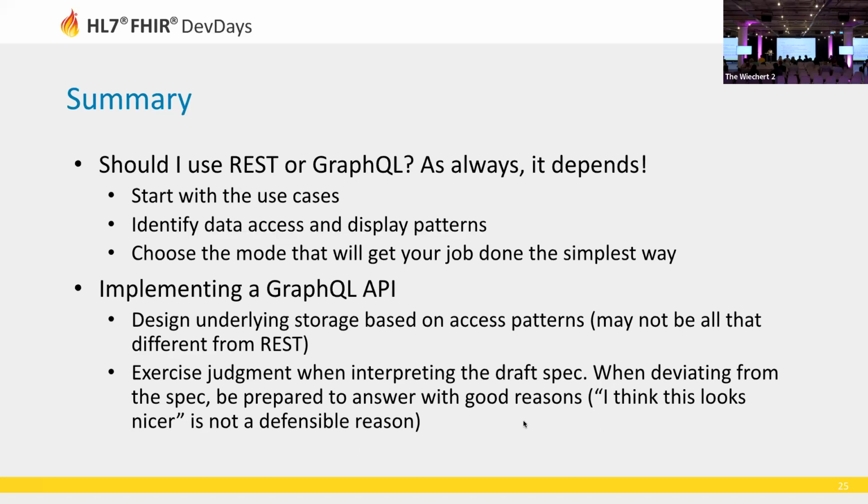And anytime you decide to deviate from the spec, you should have a good reason. Don't just implement Dgraph because it looks cool. You have to have a reason, right? For us, it was because our users were saying, we really want these Boolean operators. So I think that's it.